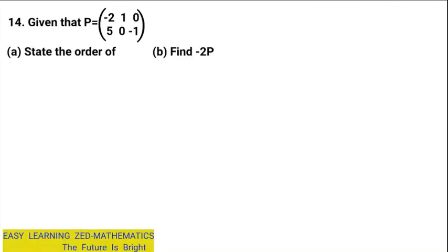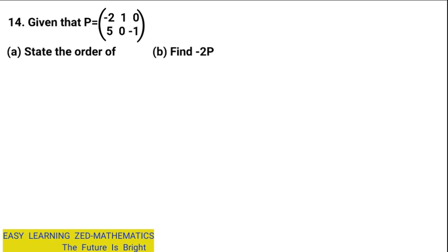Okay, so question 14 was, given that p is equal to -2, 1, 0, 5, 0, -1, A, state the order of p. I don't know why I left p there. I'm going to put it at the end. And b is find -2p. Okay, so now here what we're going to do is we are going to start with A. We are going to find the order of matrix P.